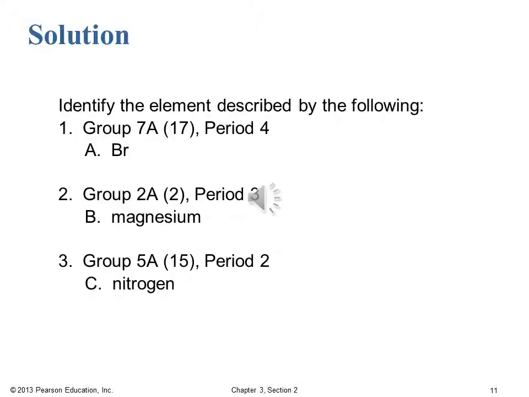For number 2, group 2A or group 2 period 3, we're looking at B. Magnesium. And then the third example here, group 5A or group 15 period 2, we're looking at C. Nitrogen. So hopefully that was pretty easy for you. If not, go back and make sure that you understand it now. It's not a very difficult thing, but it does take a little getting used to.